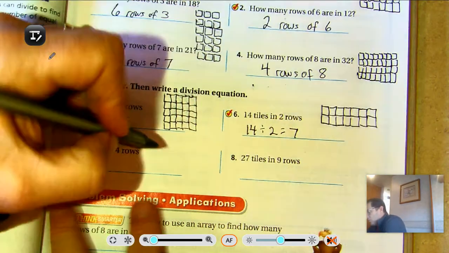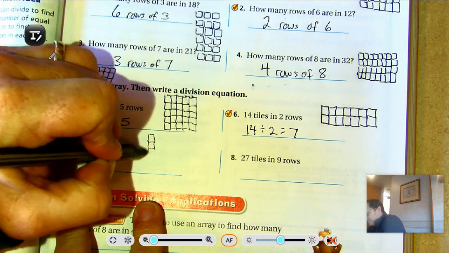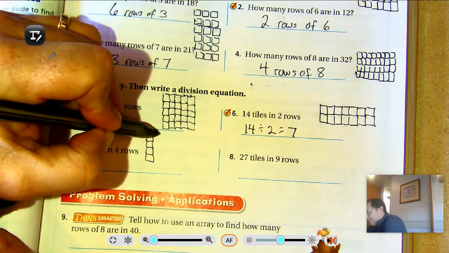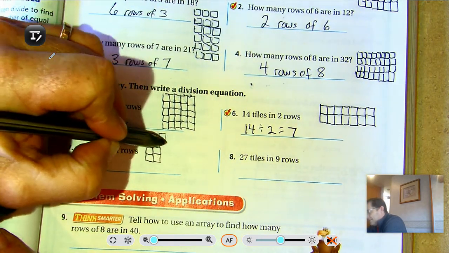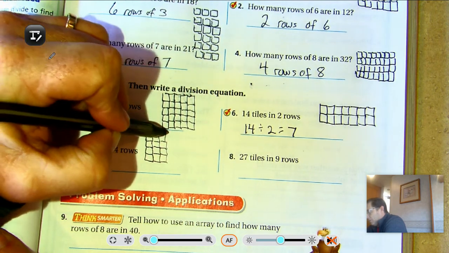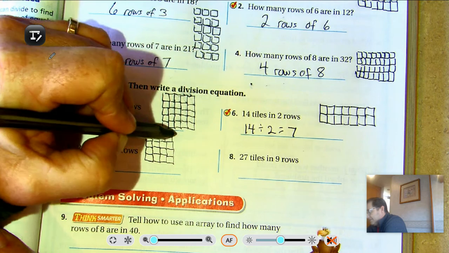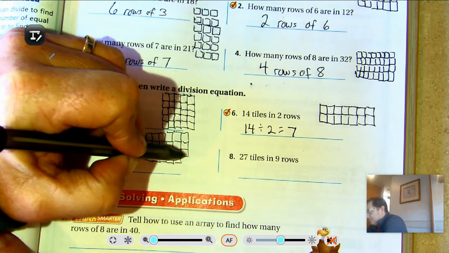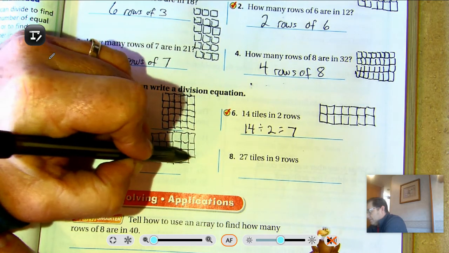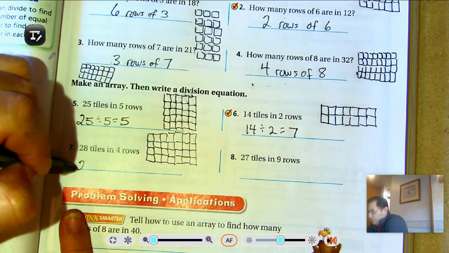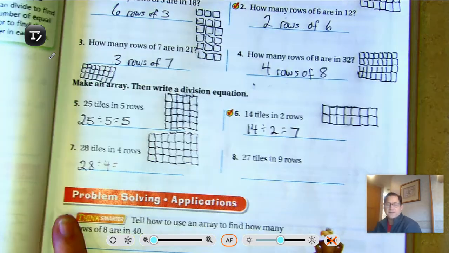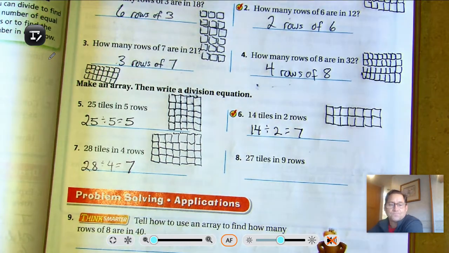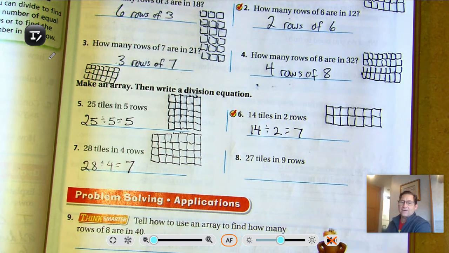28 tiles in 4 rows. All right, so there's our 4 rows, and we keep adding to the rows until we get to 28. 8, 12, 16, 20, 24, 28. Okay, so 28 divided by 4 equals 1, 2, 3, 4, 5, 6, 7. 7 in each row. 27 tiles in 9 rows.